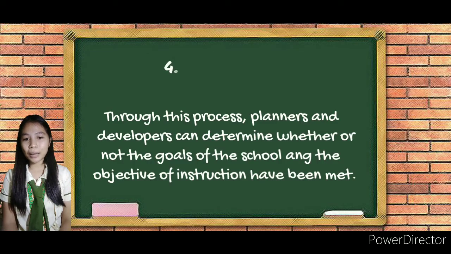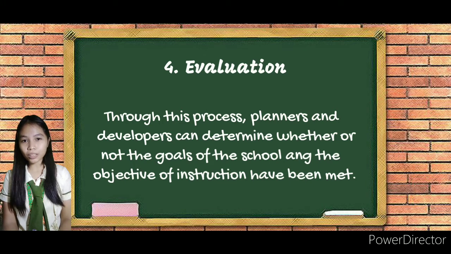The fourth and the last step is the evaluation. Through this process, planners and developers can determine whether or not the goals of the schools and the objectives of the instructions have been met. Curriculum evaluation should of course involve the total educational program of the school and the curriculum plan, the effectiveness of instruction, and the achievements of the students.